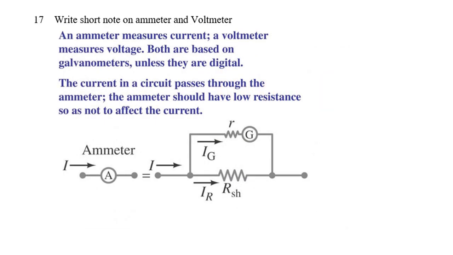Question 17. Write a short note on ammeter and voltmeter. Ammeter is used to measure the current. Voltmeter is used to measure the voltage.